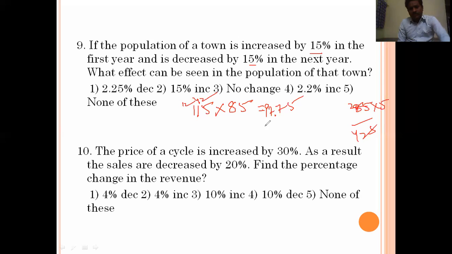Here we place the decimal point. Percentage means divide by 100, that's why we place the decimal before 2 digits. So this value is 97.75%. Actually, the original percentage value is 100. Comparing with 100, this 97.75% is the lesser value. Less means reduce or decrease. So how much value is less than 100? 2.25%. So the population is decreased by 2.25% from the first year to the second year.